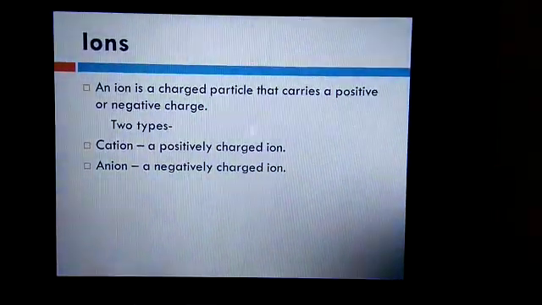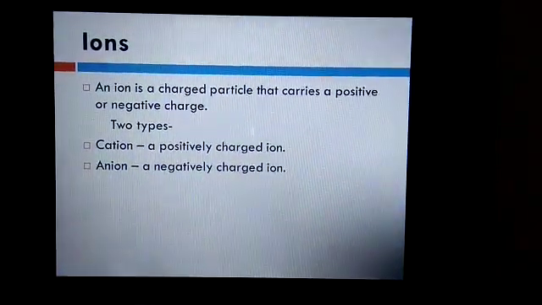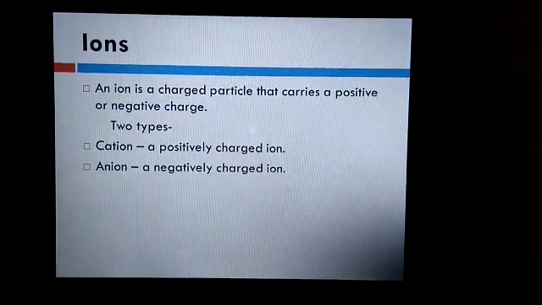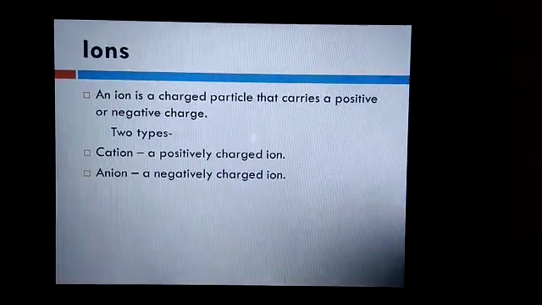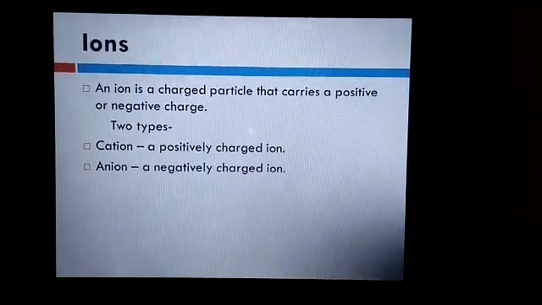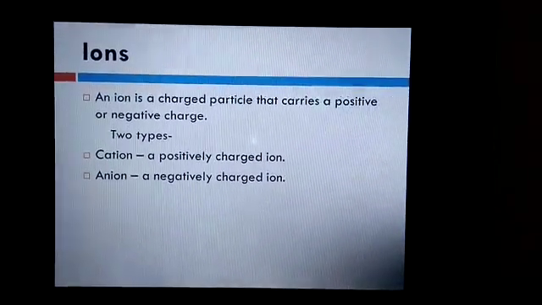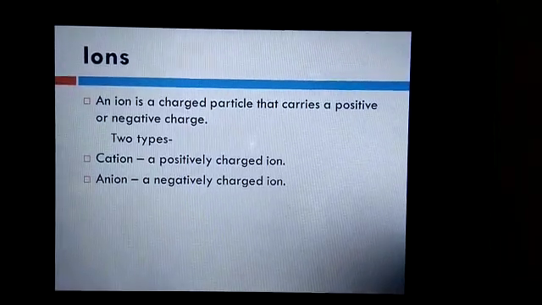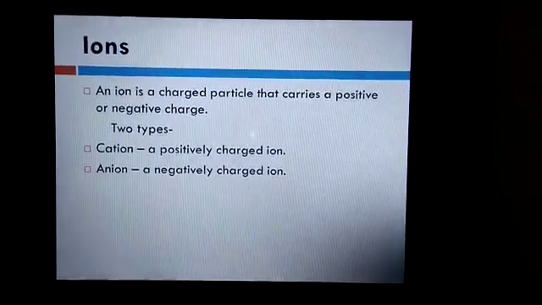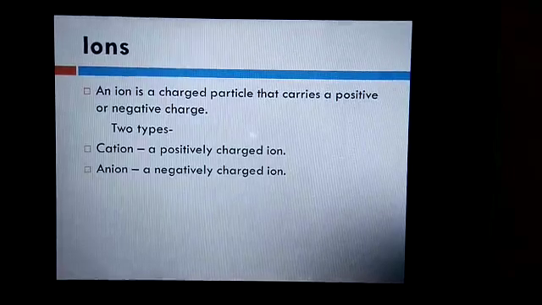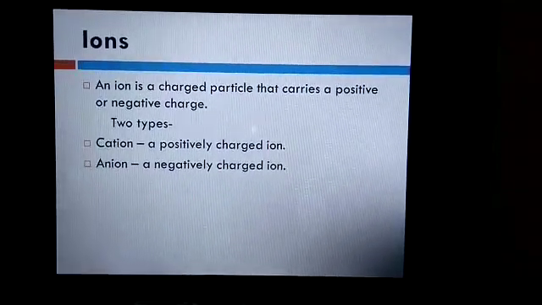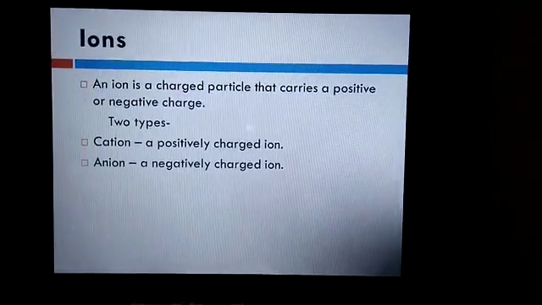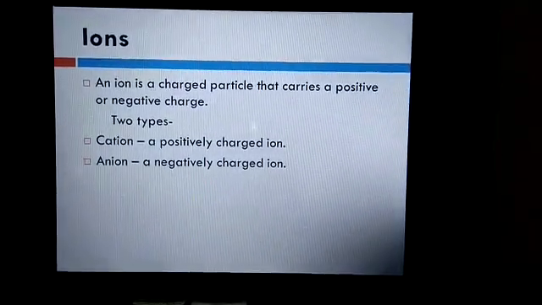The next is ions. An ion is a charged particle that carries either a positive charge or a negative charge. Ions can be of two types: cations and anions. Positively charged ions are called cations, and negatively charged ions are called anions.